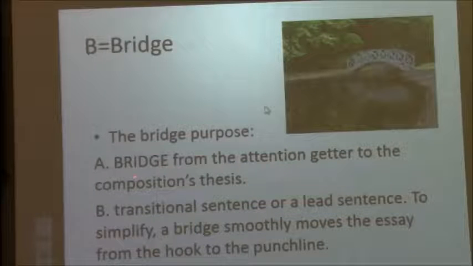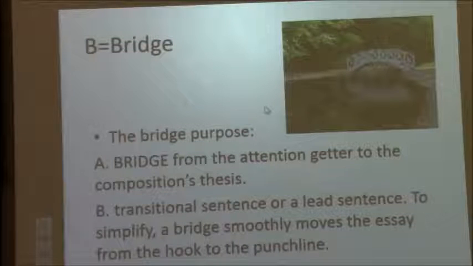It has the bridge from the attention getter to the composition thesis. It has to be a transitional sentence or lead sentence. It could be more than one sentence. And to simplify, a bridge smoothly moves the essay from the hook to the punchline. And the punchline is the thesis. Say it louder. Thesis. All right, the punchline is the thesis statement.